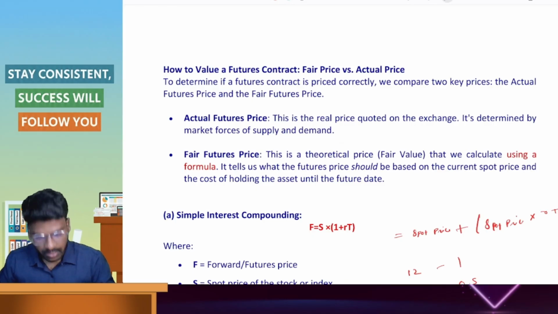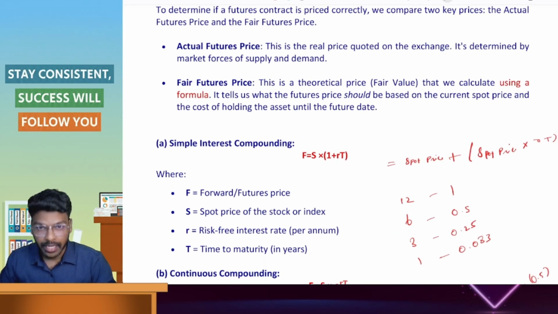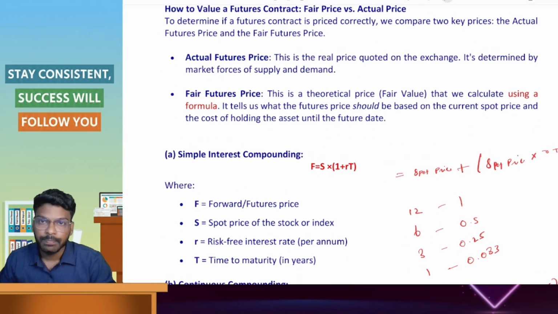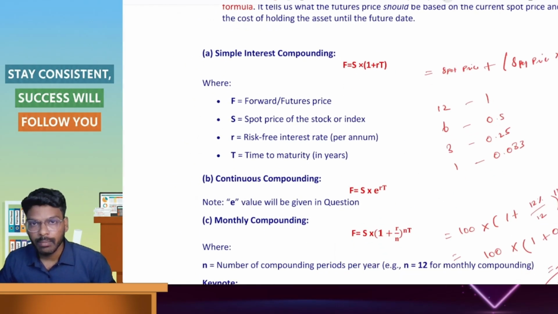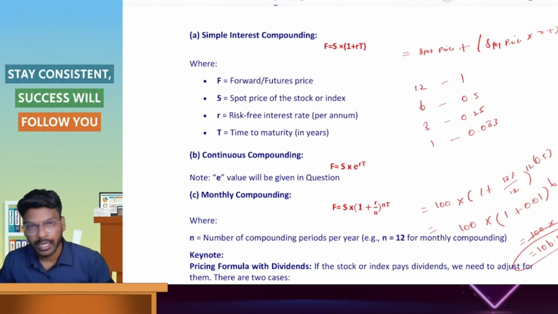Okay, it is simple. It is a time value of money concept. We have the spot price, and we have to compute the future price. So in computing the future price, we have to use the formula. Okay, there are three methods to compute the interest.